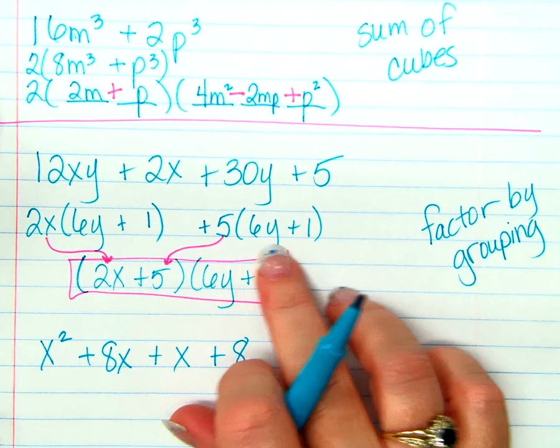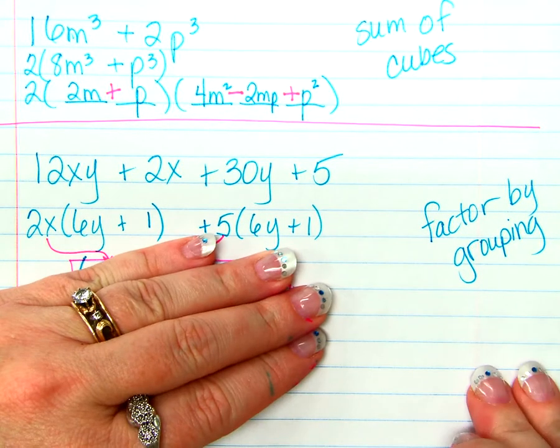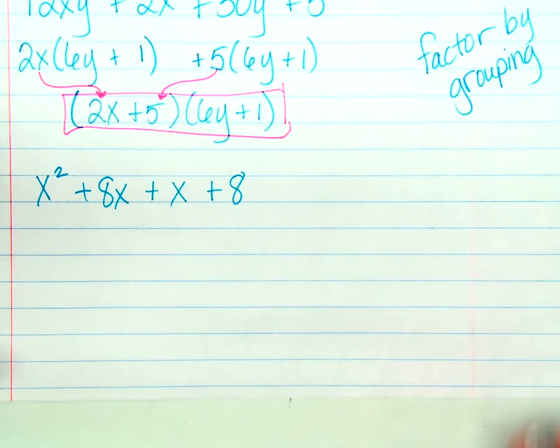If this was like 6y plus 2 and then 6y plus 1, that's it. That's the answer. We can't go any further if those parentheses are different. Okay? So let's try this one.